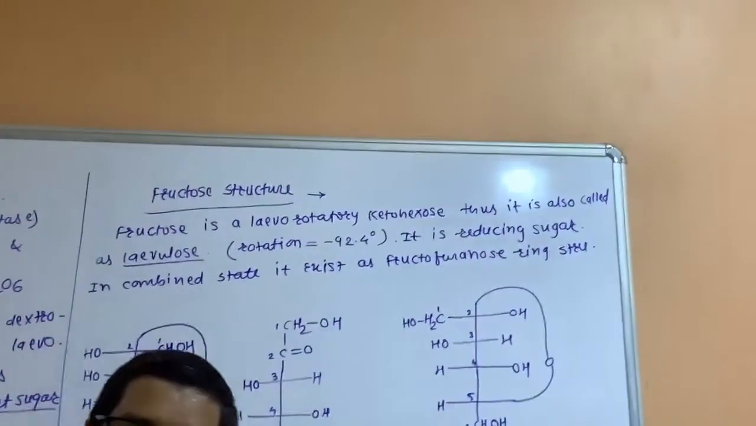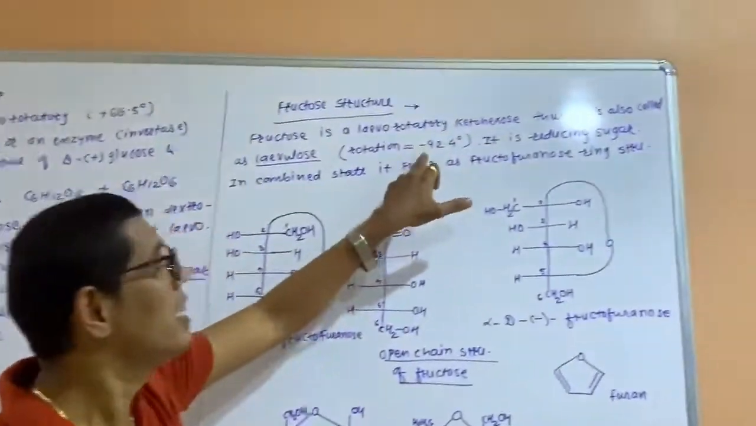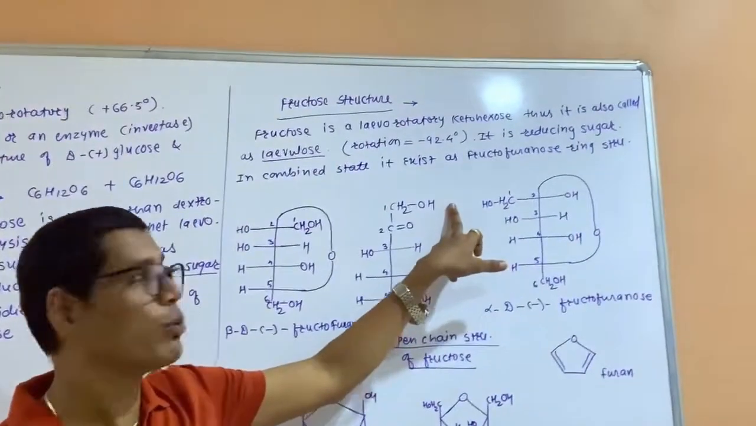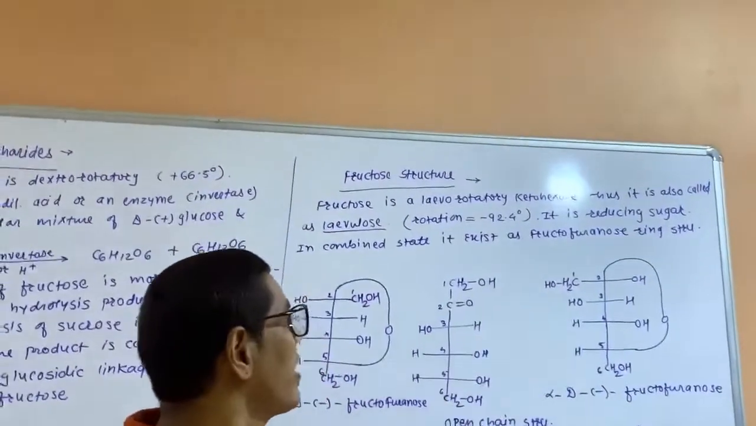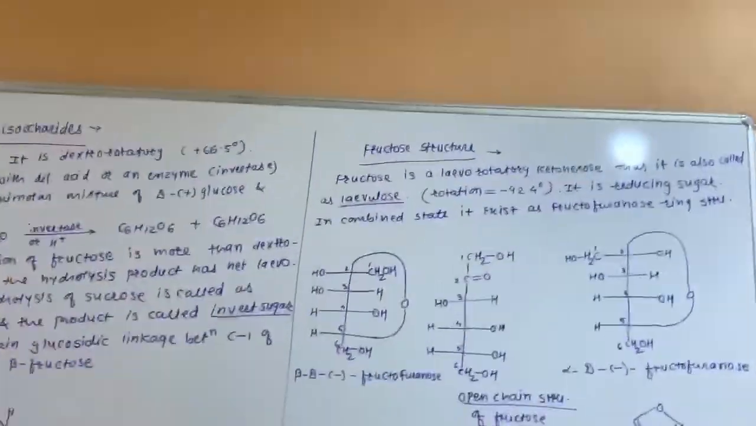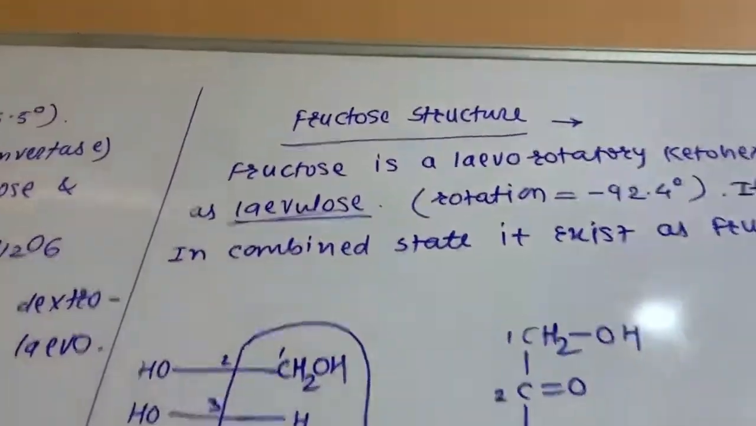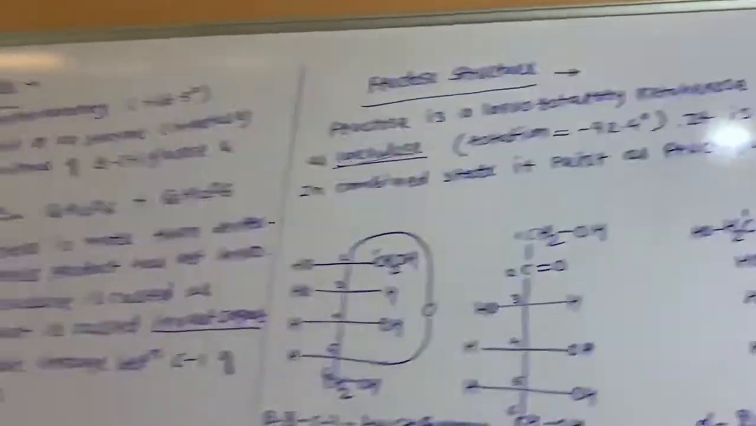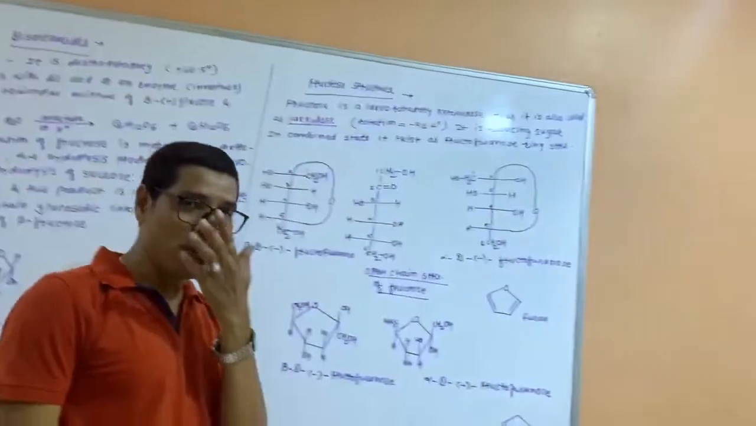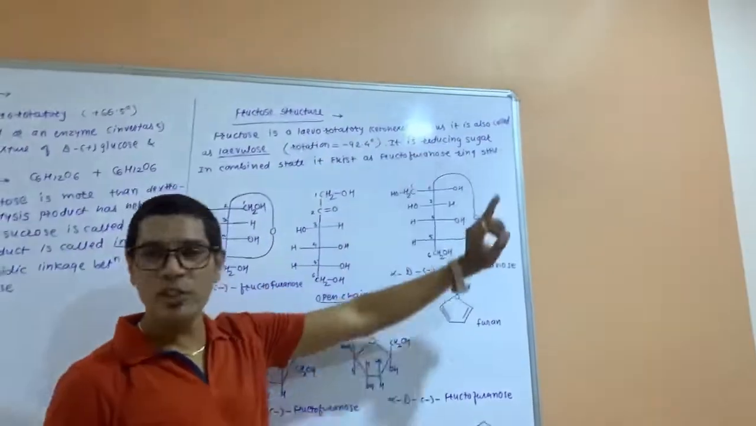The rotation is plus 52.7 degrees for glucose. Here it is minus 92.4, this is for fructose. That means it is laevorotatory, and therefore it is also called levulose. Another name for fructose is levulose. Just as glucose's other name was dextrorotatory glucose, now laevorotatory fructose is called levulose. Then it is one of the reducing sugars. It has a tendency to reduce Tollens' reagent and Fehling's solution, therefore it is called a reducing sugar.